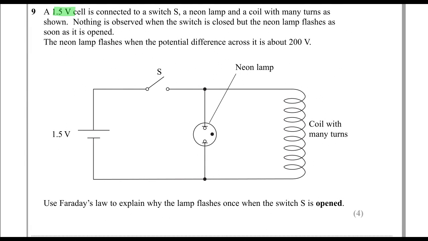A 1.5 volt cell is connected to a switch S, a neon lamp, and a coil with many turns as shown. Nothing is observed when the switch is closed, but the neon lamp flashes as soon as it is opened. We are also told that the neon lamp flashes when the potential difference across it is about 200 volts. We need to use Faraday's law to explain why the lamp flashes once when the switch is opened.